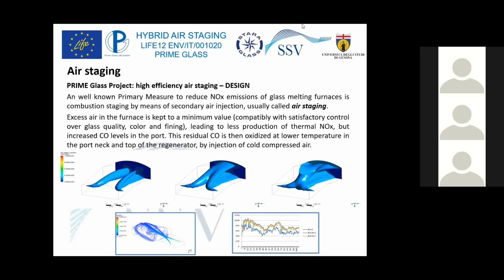So as you can see, this is a primary measure to reduce NOx, where the excess air in the furnace is kept to a minimum value. With this minimum volume of excess air in the furnace, we can produce less thermal NOx. There is the problem of the increase of CO level in the furnace, but the residual CO that is produced inside the furnace is oxidized at lower temperature in the port neck at the waste gas side by injection of cold or compressed air.